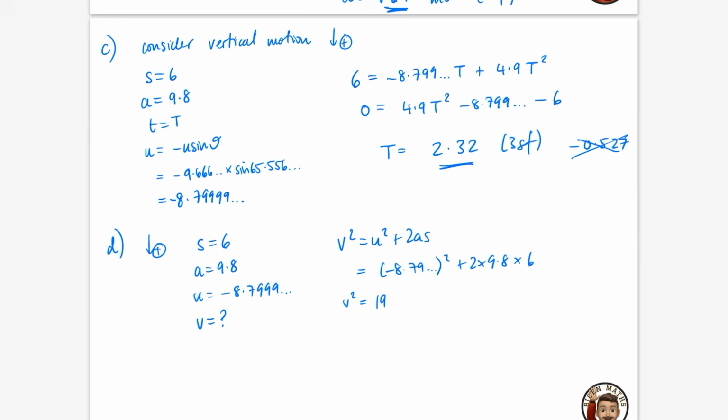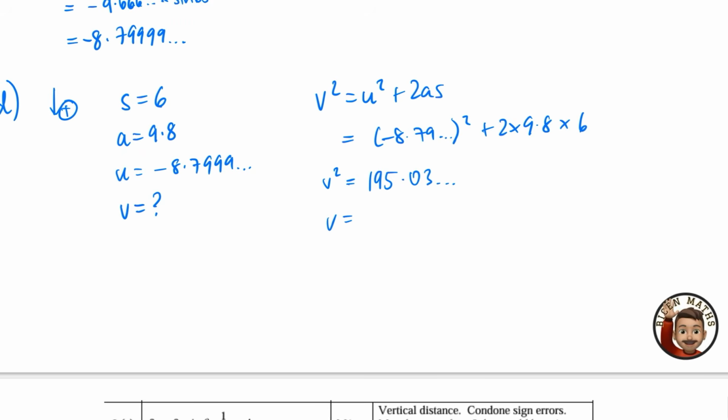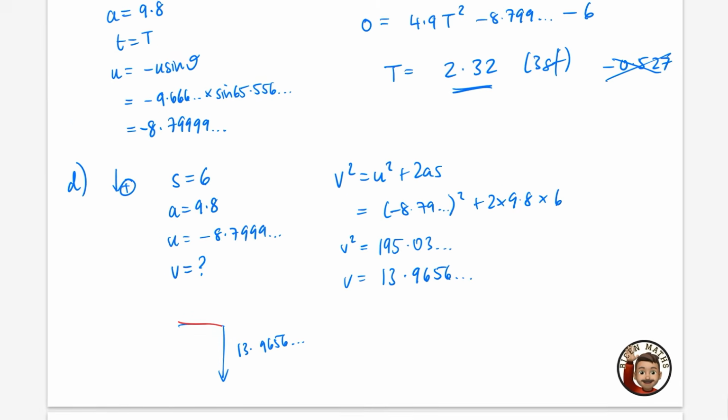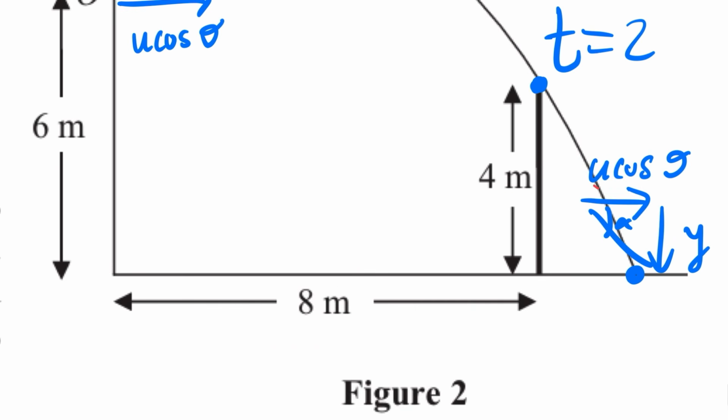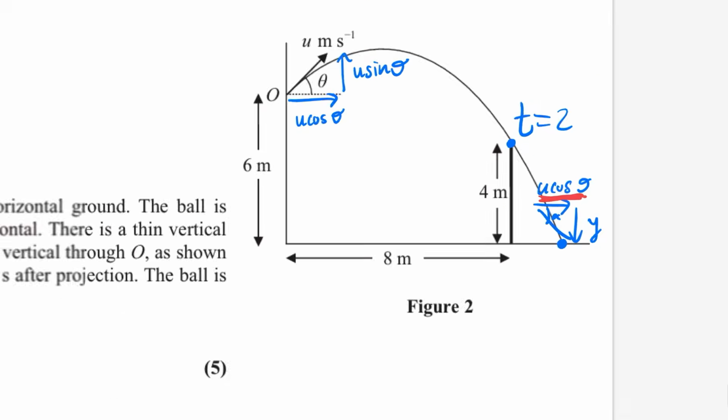So that's 195.03. And when I square root this, I get 13.9656. In other words, the vertical speed as it's coming downwards is 13.9656. I'm going to quickly find out what this value is, which is going to be the u cos theta. Remember, for the horizontal motion, the u cos theta part won't change at all.